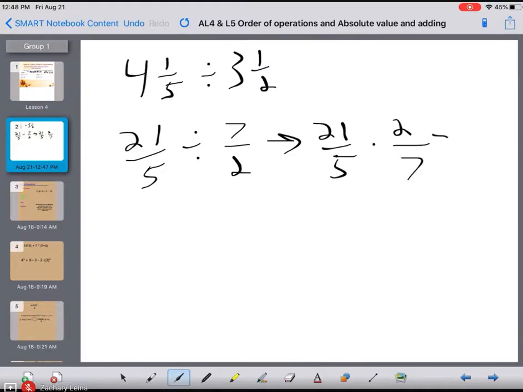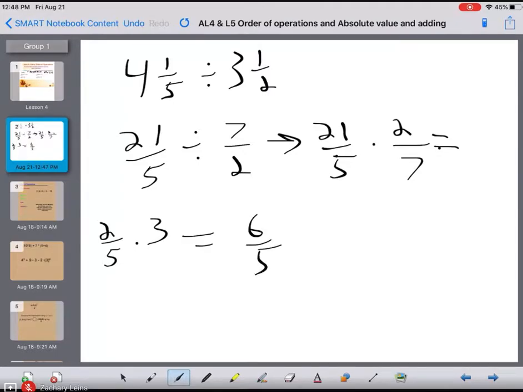Multiplying fractions, multiply across the top, multiply across the bottom. But if you want to reduce first, you can. I think I'm going to reduce first, because we know that 21 divided by 7, that's going to give us 3. So I'm just going to say 2 over 5, all times 3. And so, therefore, we are going to get, let's see, it looks like it's 6 over 5.